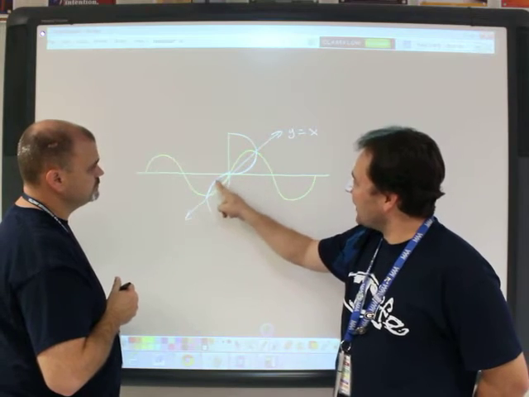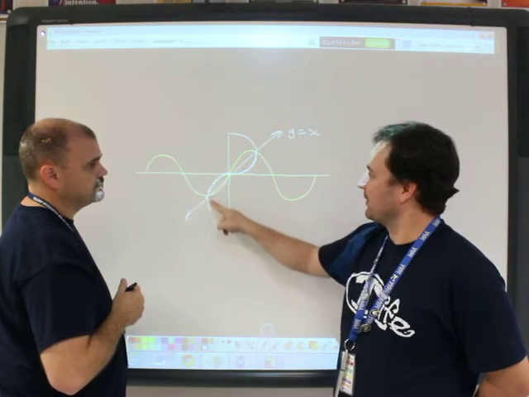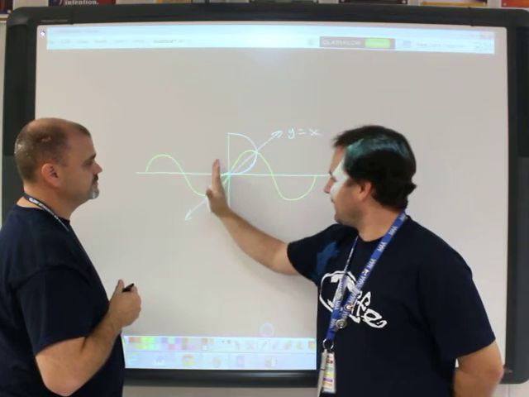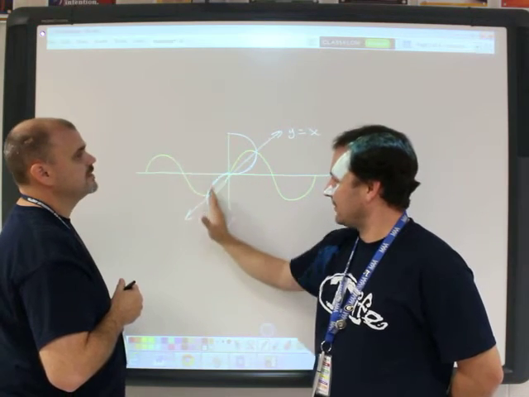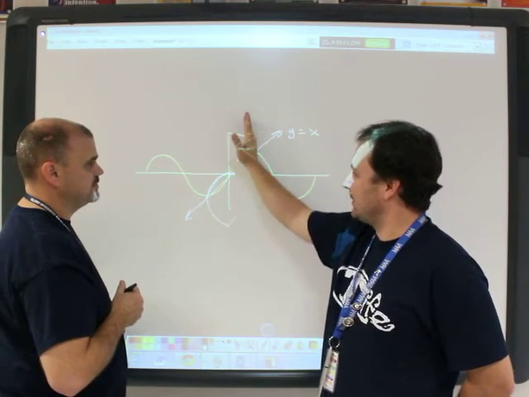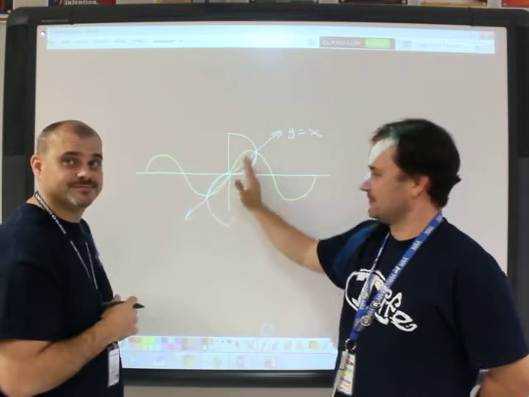Well, there's not anything wrong with the inverse part. The problem comes with the function part because it fails the vertical line test. And if it does not pass the vertical line test, technically it's not a function.